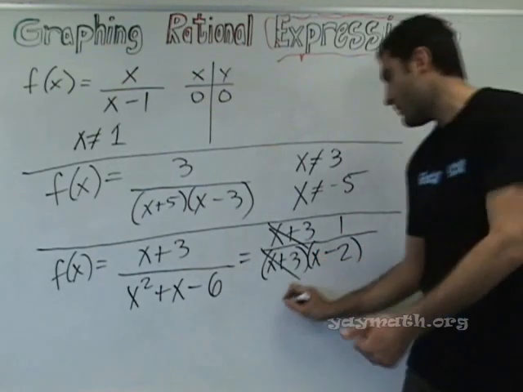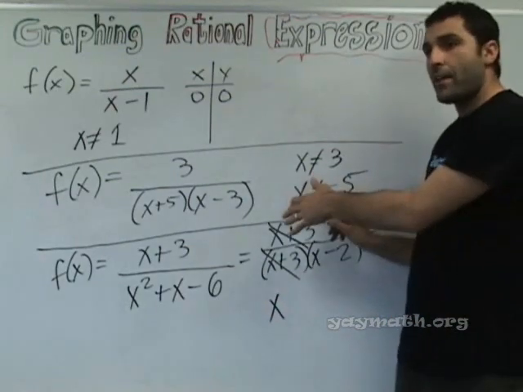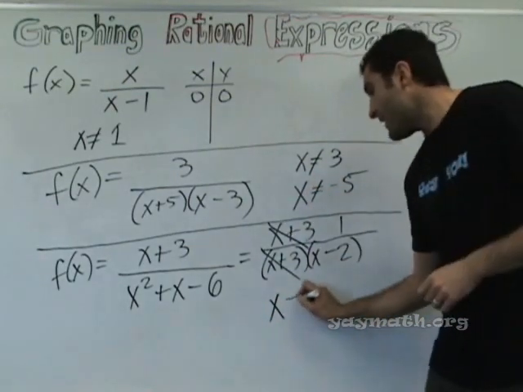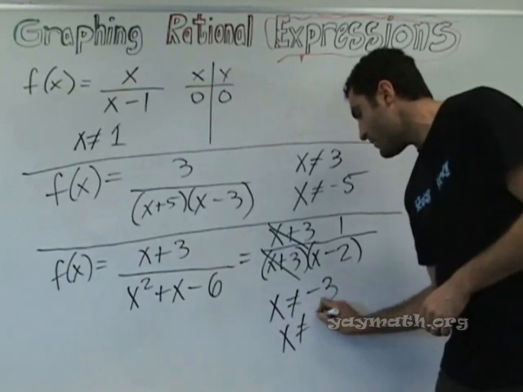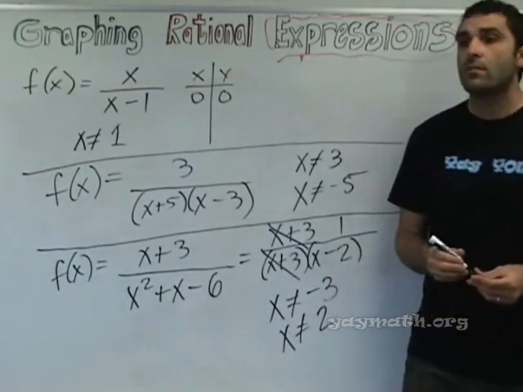Whoa, we crossed out x plus 3? Can we cross out factors? Yeah, right, but it still remains that x can't be negative 3 and x can't be 2. I don't understand why it can't be negative 3, though.